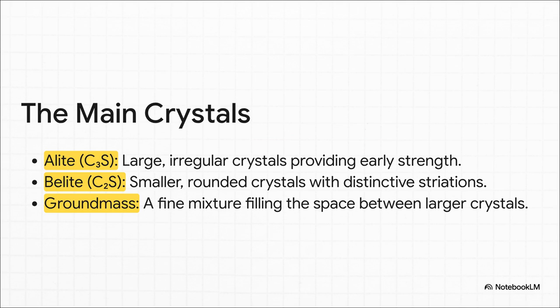First up, you've got alite. These are the large, irregular workhorses that give concrete most of its early strength. Then you have belite, which are smaller, more rounded, and they contribute to strength over the long haul. And then, filling in all the gaps between them, you have the ground mass, which is a fine mix of all the other stuff.